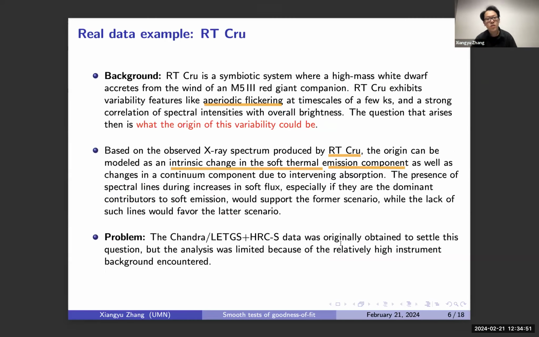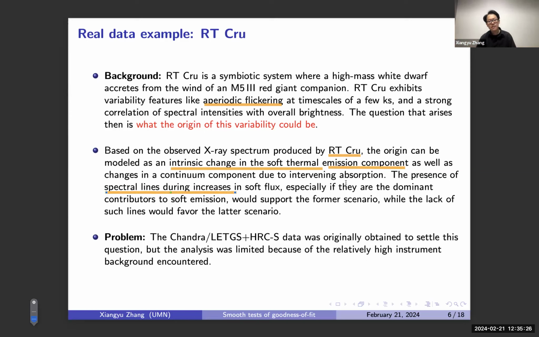Now let's go to our real data examples. Here, our task is the detection of the emission lines. We want to say that if the spectral lines exist during the increase of soft flux, then it supports our opinion of the intrinsic synergy in the soft thermal emission lines component. Otherwise, it supports the other scenario.